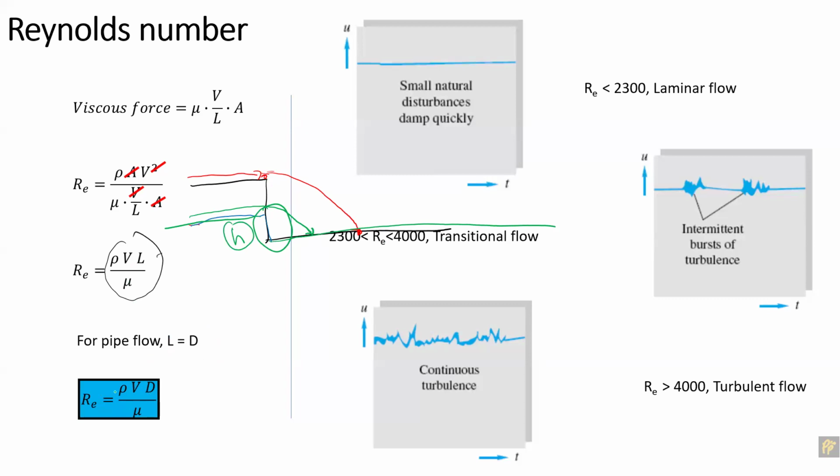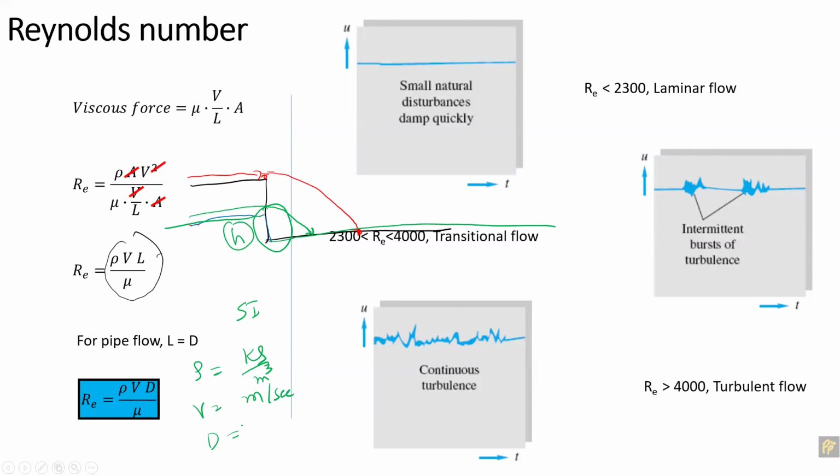So for pipe flow, the Reynolds number formula is density times velocity times diameter divided by viscosity. The units are: for density, kilogram per meter cube, this is the SI system; velocity in meter per second.